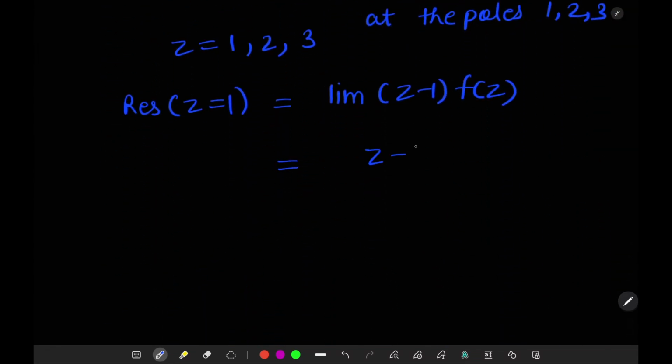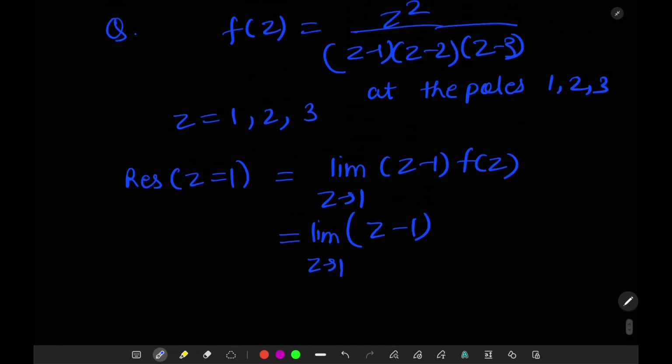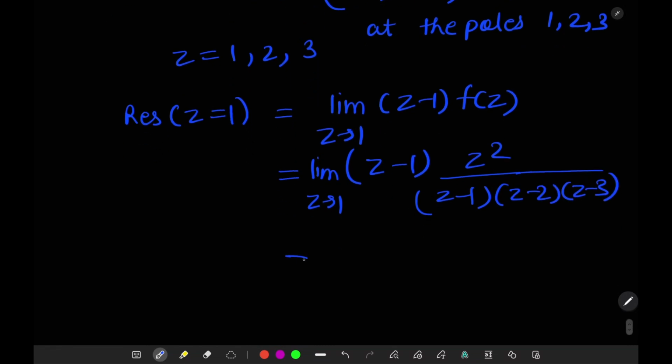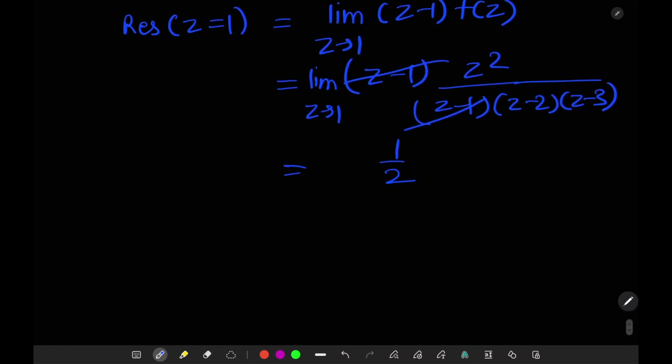Here (z - 1), limit z tends to 1, times f(z). f(z) is z square divided by (z - 1)(z - 2)(z - 3). Now this (z - 1) is cancelled out. Putting z = 1, we get 1 by 2.